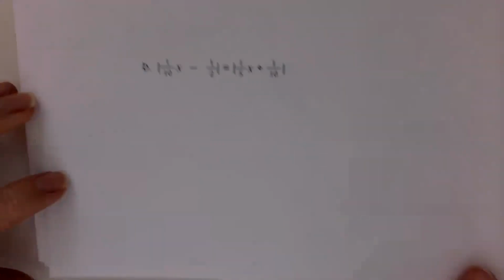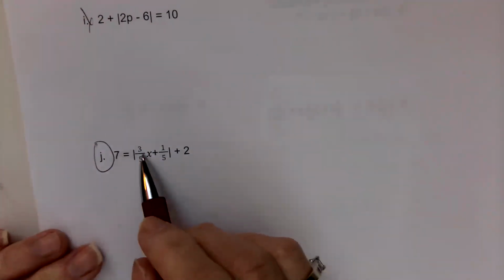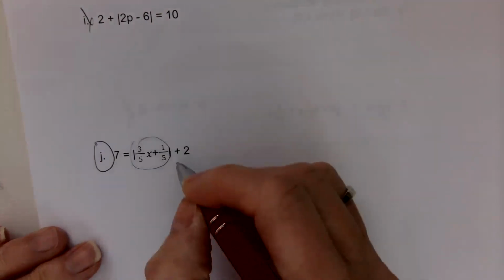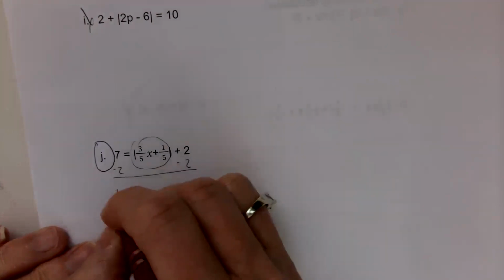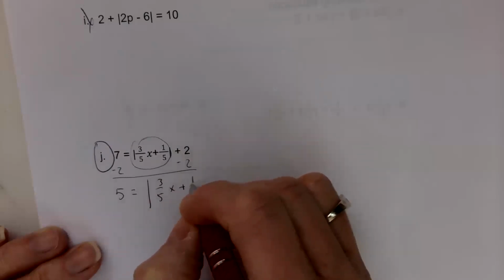Then if you flip the page, I'm doing letter J. Oops. I'm sorry, flip the page. It's letter B. We're now looking at, I'm sorry, letter J. The letter J says 7 equals the absolute value of 3/5 x plus 1/5 plus 2. So I have to isolate the absolute value first by subtracting 2. So we get 5 equals the absolute value of 3/5 x plus 1/5.